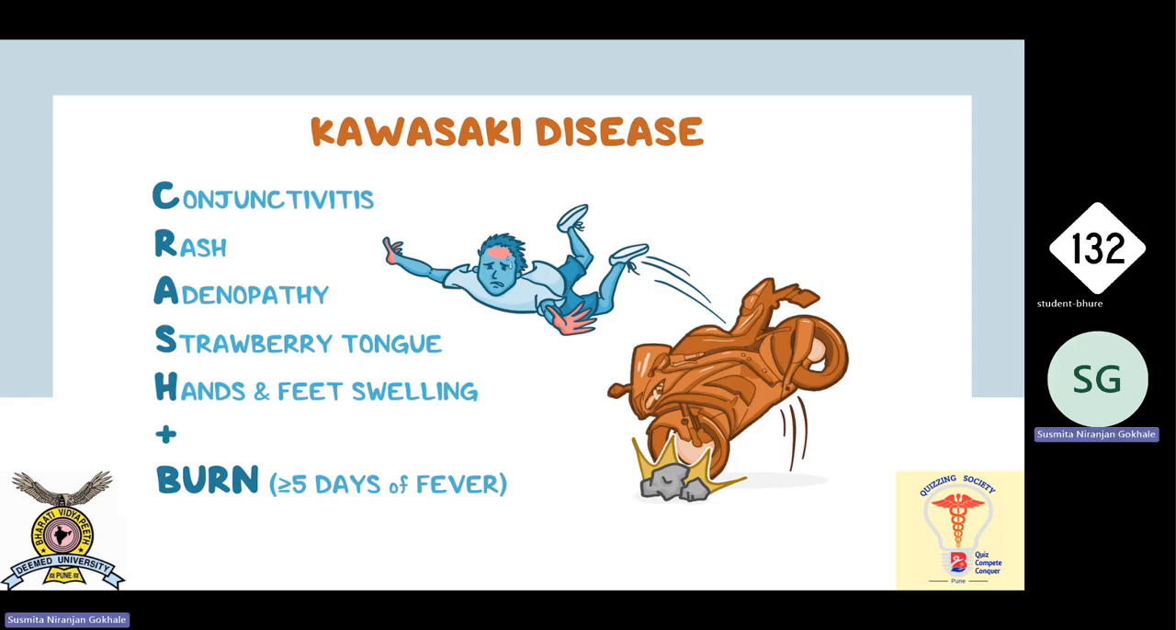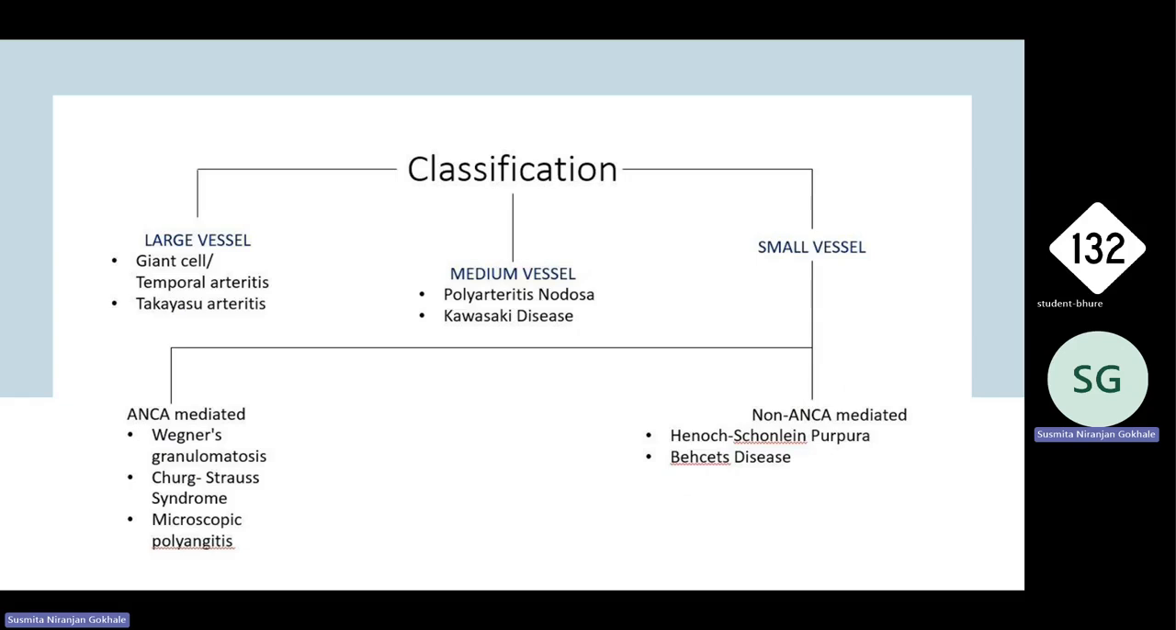This is a very common mnemonic for the medical presentation of Kawasaki disease. It is CRASH and burn. C stands for conjunctivitis, R stands for rash, A stands for adenopathy, S stands for strawberry tongue, and H stands for hand and feet erythema. And burn stands for fever for more than 5 days. This is how you can clinically diagnose Kawasaki disease. It commonly affects the medium-sized vessel.